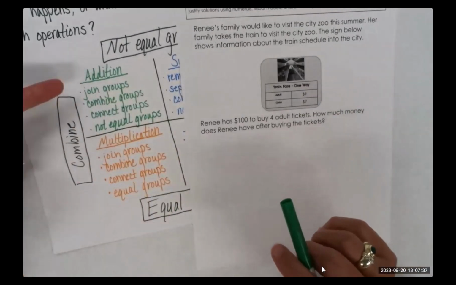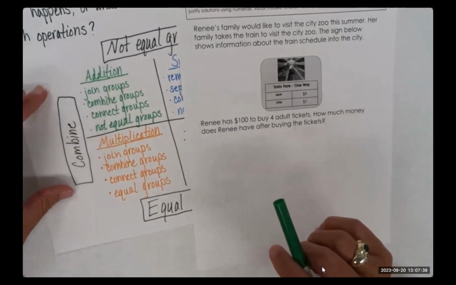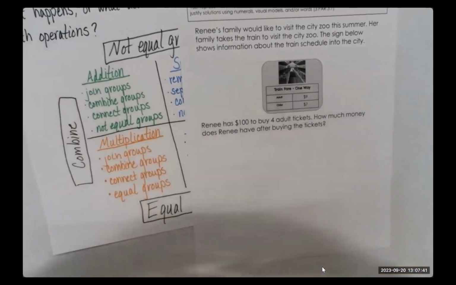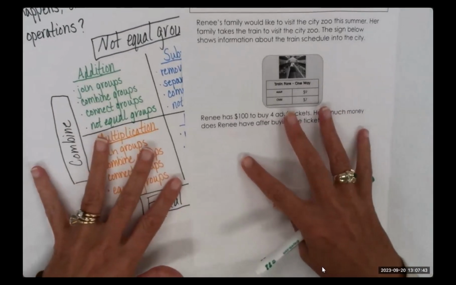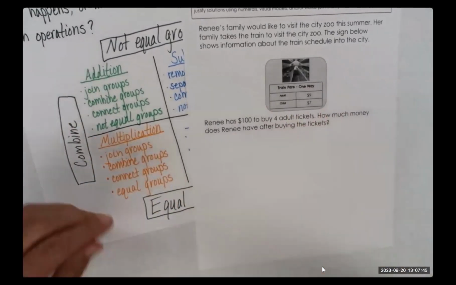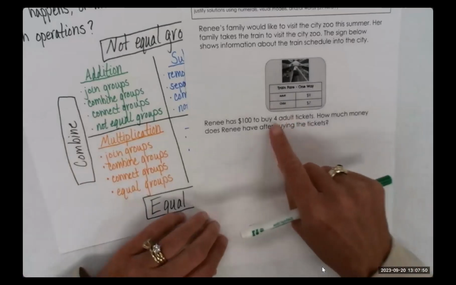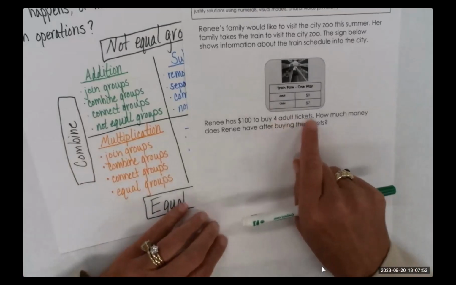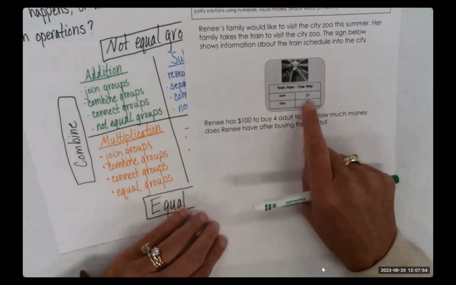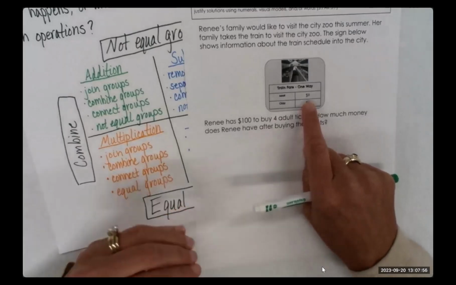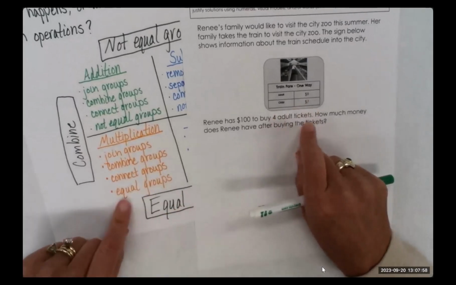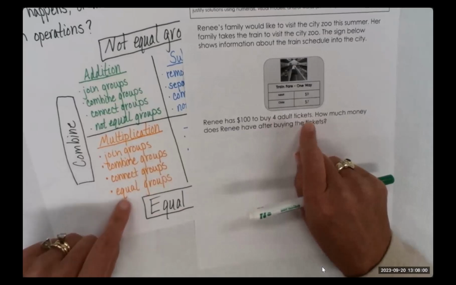I'm either using addition or multiplication, because with these two operations I know I'm combining groups. But what's different, and how I can tell whether I'm using addition or multiplication, is knowing I have to buy 4 adult tickets. Each adult ticket costs $9. So I'm joining those 4 tickets, but they are equal groups. I have 4 equal groups of 9.